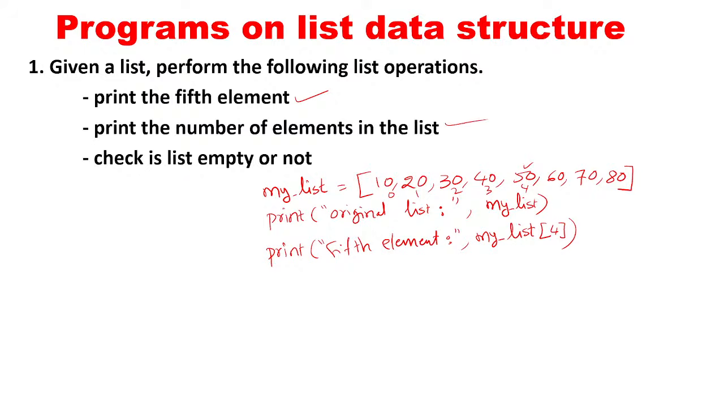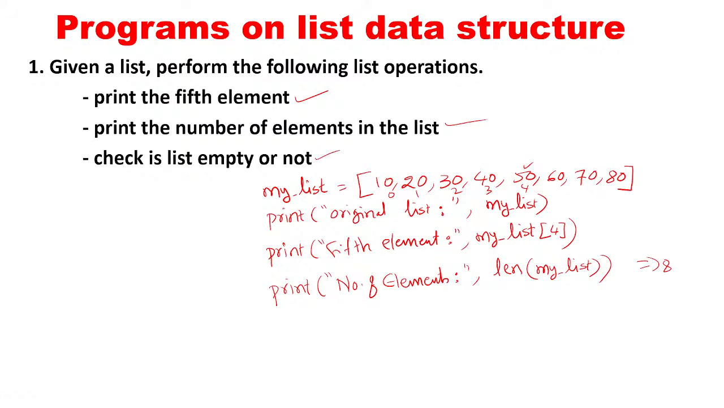Then print the number of elements in the list. You want to find out the number of elements in the list. So you can write number of elements. In Python, to find the number of elements, we have a function called the length function. Then you can say length, and give your list as an argument to this function. It calculates the length, which indicates the number of elements present in the list. It is 1, 2, 3, 4, 5, 6, 7, 8 elements. So it gives the result as 8.